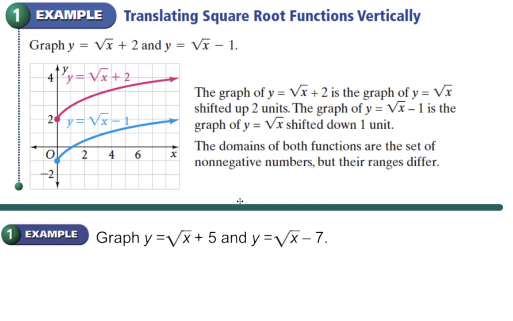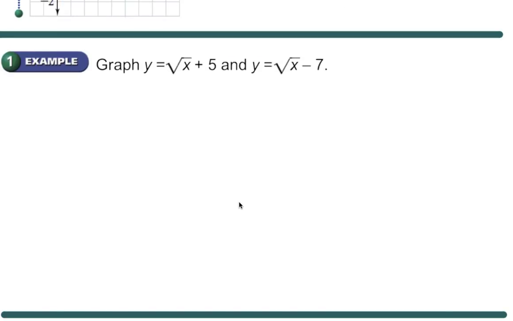All right, so going down here, graph y equals the square root of x plus 5, and y equals the square root of x minus 7. So if we just do a simple sketch, plus 5, so 1, 2, 3, 4, 5. Put your origin, I'm sorry, not your origin, put your vertex there, and there you go. You have to do the sound effects too. Just kidding.